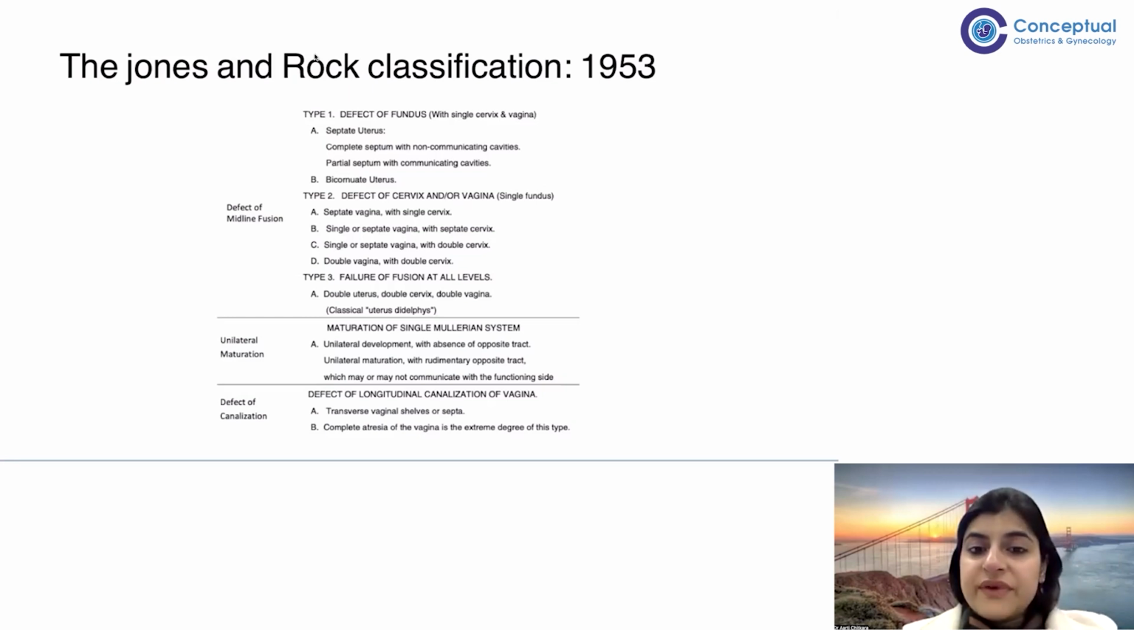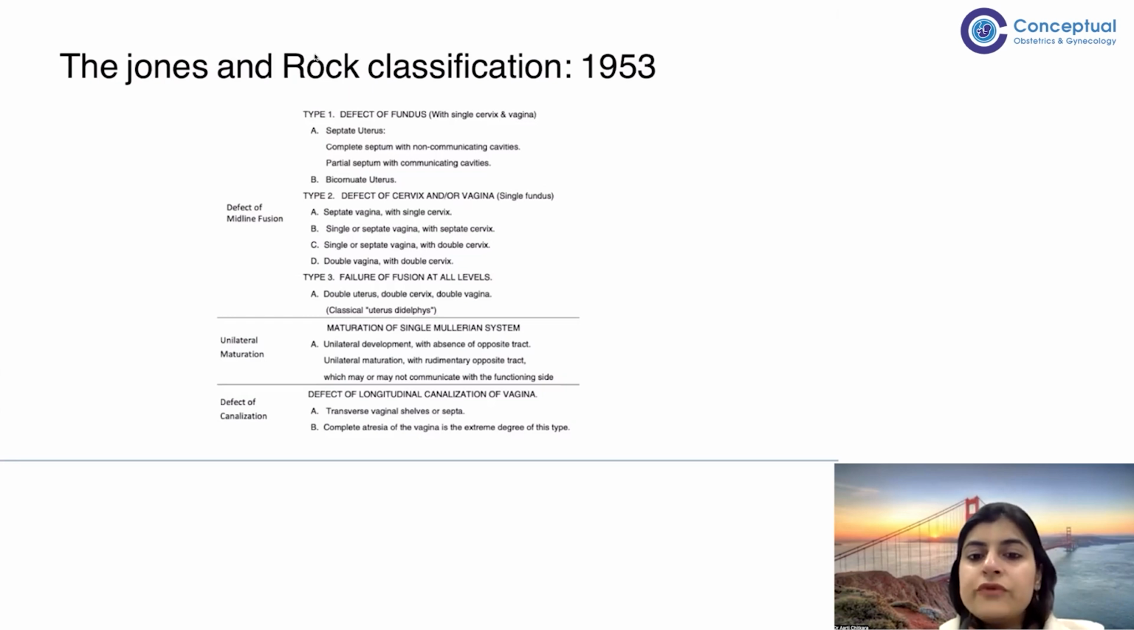Type 2 is a defect of the cervix and vagina, with a single fundus. So the problem is lower down. The first is at the level of the fundus; the second problem is at the lower level, at the level of the cervix and vagina. This is further subclassified into four parts: septate vagina, single or septate vagina with separate cervix. This is a little complicated to understand, so just understand the various subheadings.